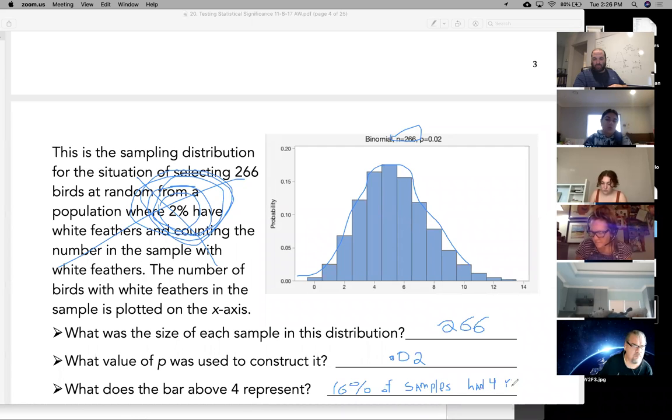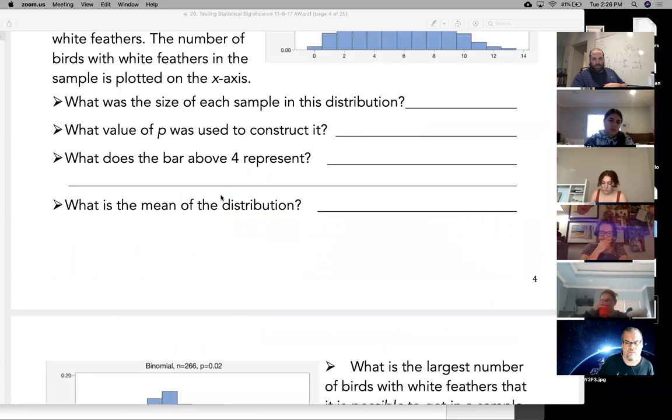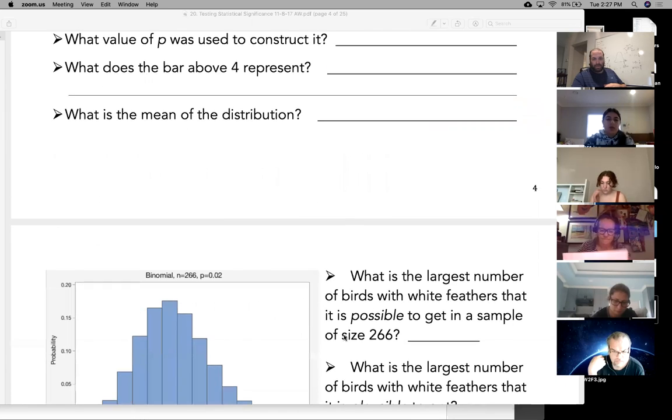Let's go on further. What is the mean of this distribution, by the way? The mean is 5 birds, right? It seems to be fairly symmetric, maybe a little skewed on the right, but not too much, so about 5.